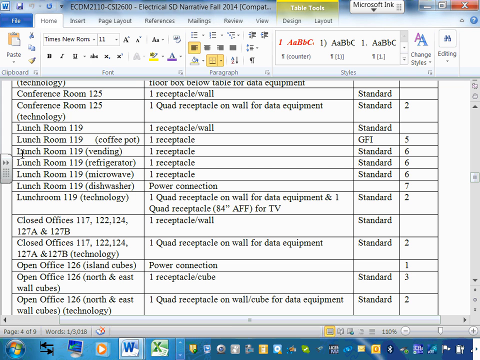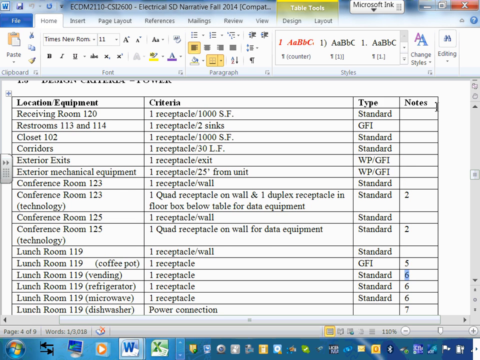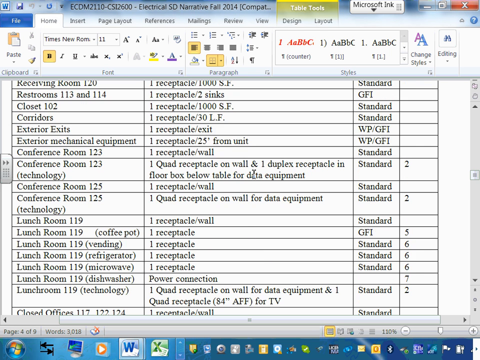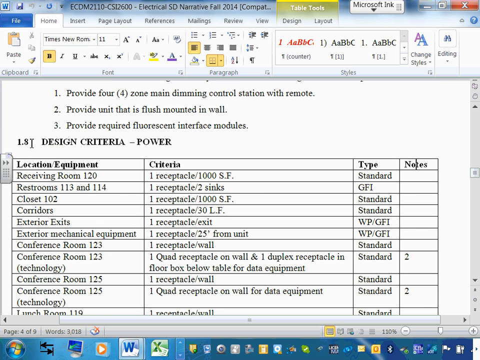Okay, all the rest of them, guys, the same. Look at this one. I have lunchroom 119 vending machine. I need one standard receptacle. Yeah, notes. Can you guys see the notes here? The notes will tell you how they want you to circuit them. So it takes area per area, how many receptacles you need in each area, and how you are going to circuit them. So it didn't leave anything for guessing here, does it?